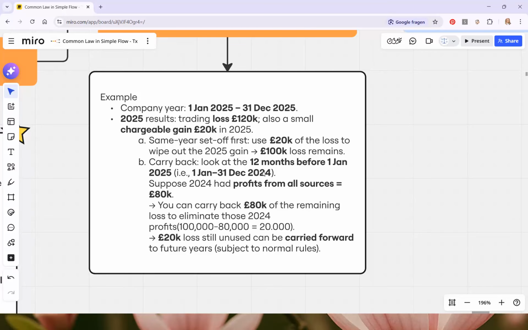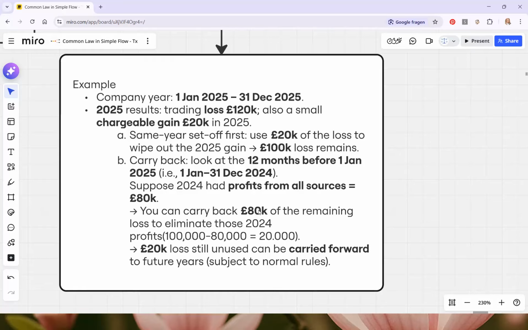What you can do as a next step is go back 12 months to check how much profit you made in 2024. You see that it's 80K. So you take this 80K and your remaining loss of 100K for this year, and you subtract it. At the end, you would have 20,000. So this 20K loss is still unused, and it can now be carried forward to future years.